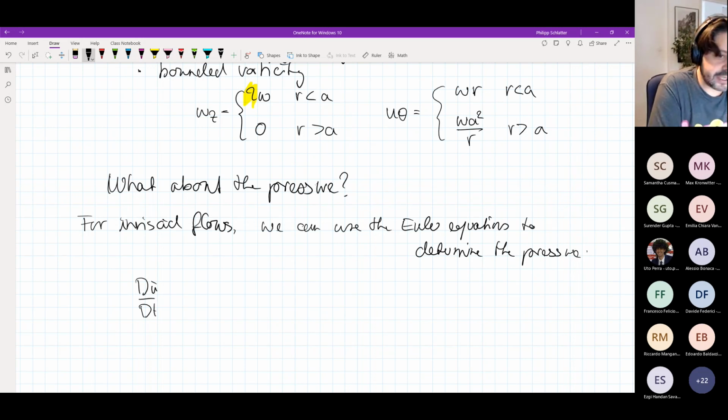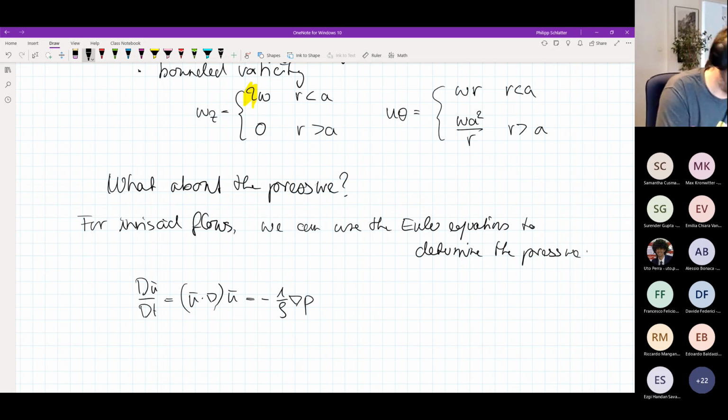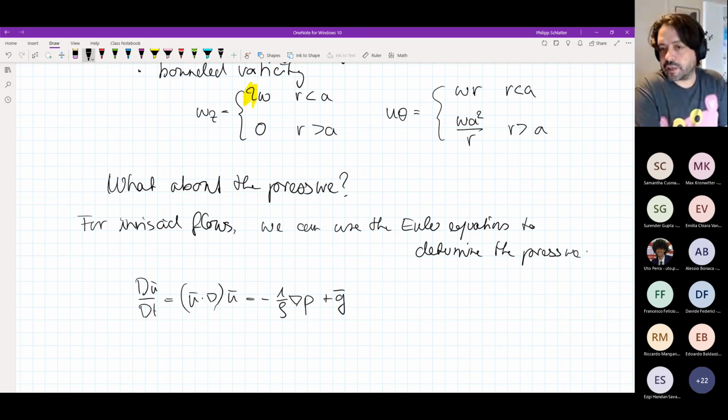So we have du/dt, which in the steady case just translates to u times nabla times u. And this is the same as the pressure force and perhaps a gravitational force. So minus 1 over rho times the pressure gradient, nabla p, plus the gravitational force, which I write here as a volume force G with a vector, meaning that there is a certain direction of this acceleration.